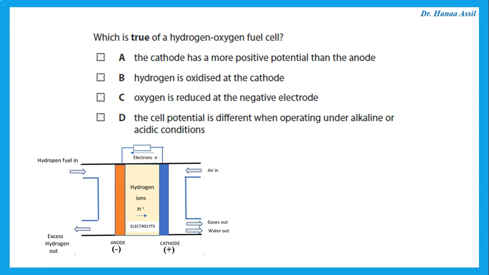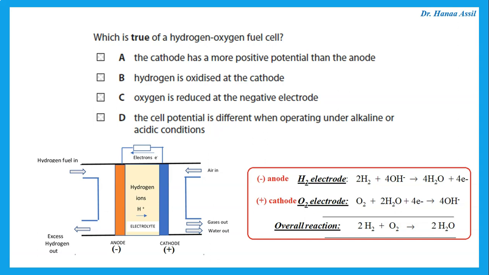Now, what is true of a hydrogen-oxygen fuel cell? I want you to note the sign of the anode and the cathode. In normal electrolytic cells or in electrolysis, we used to say that anode is positive, cathode is negative, but here they have the opposite signs. So here the anode is the negative and the cathode is the positive, and these are the kinds of reactions that happen, so that the overall reaction is hydrogen plus oxygen to give water. So which of these choices is correct? Of course, the cathode is more positive than the anode.